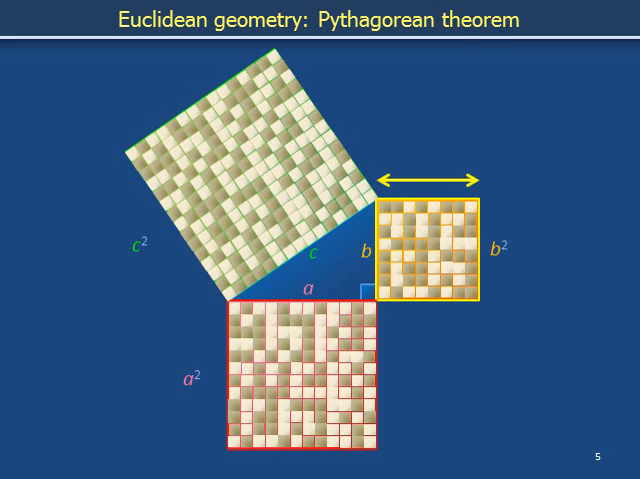The wider a room is in the horizontal direction, the more columns of tiles it requires. And the taller the room is in the vertical direction, the more rows of tiles that must be laid down. The number of unit square tiles in each square room is A squared, B squared, and C squared. The number of tiles in the green room equals the sum of the numbers of tiles in the red and yellow rooms. We want to demonstrate that A squared plus B squared equals C squared.